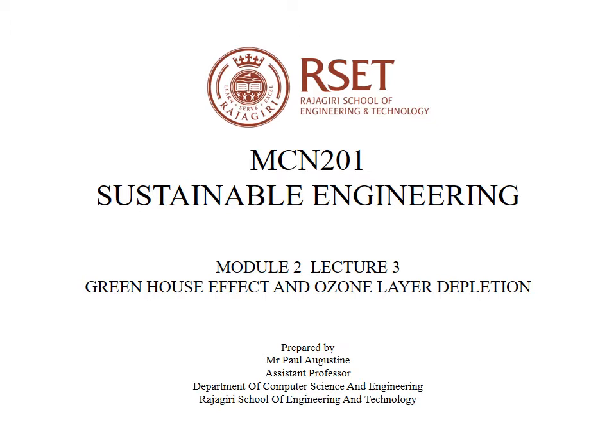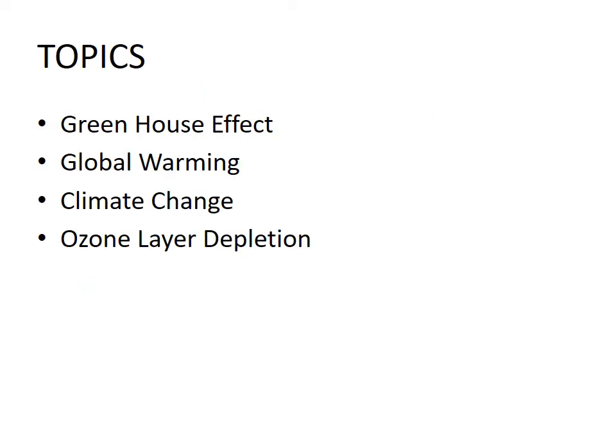Today we will discuss the subject Sustainable Engineering, MCN 201. From Module 2 we will discuss the topic Greenhouse Effect and Ozone Layer Depletion. In today's session we will discuss in detail the topics Greenhouse Effect, Global Warming, climate change, and ozone layer depletion.